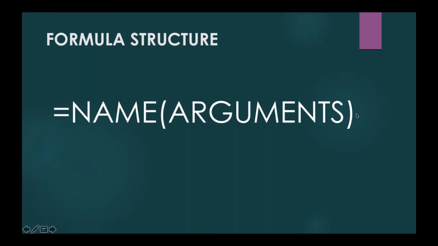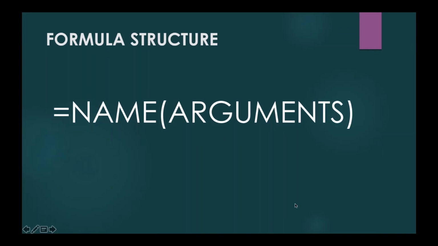Then always, always, always, always, there is a set of brackets. Now, sometimes these brackets have 1 argument in them. Sometimes they have 2. Sometimes they have 255. Sometimes they actually have none. So the simplest of the formulas actually don't have any arguments there. But what those arguments do, they're the bits of information that Excel needs to complete the formula.